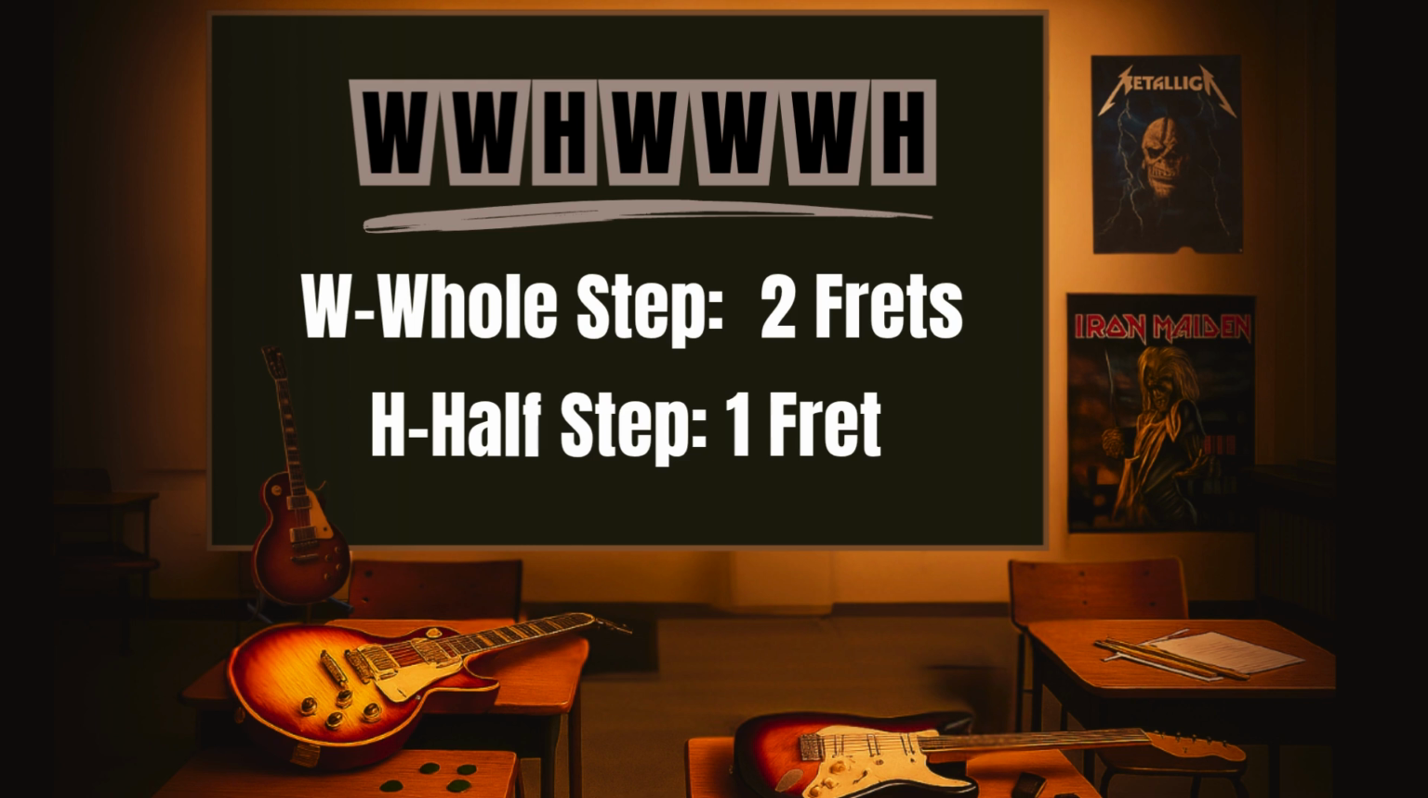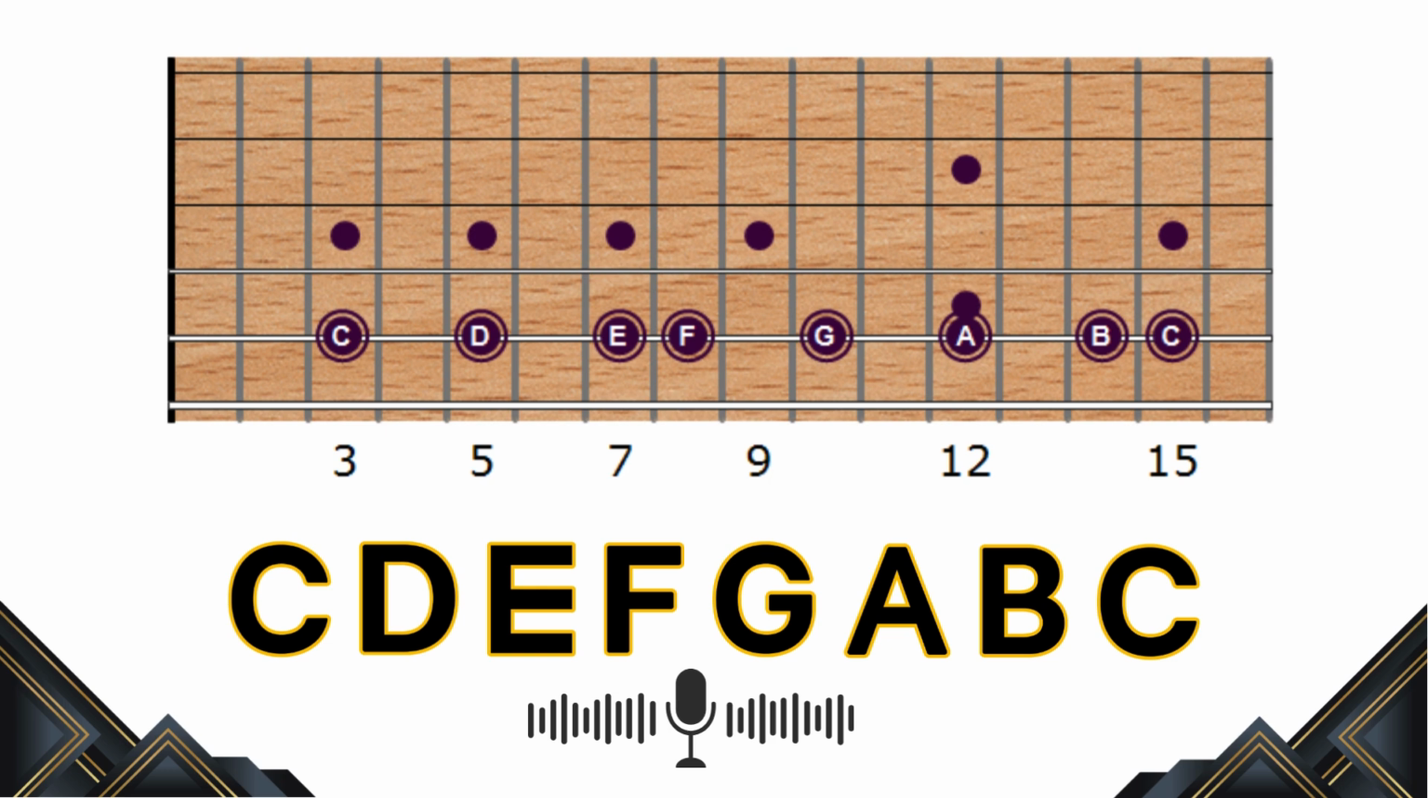For now, let's stay focused on the key of C major. This key is made up of all natural notes, no sharps and no flats. Here's what it looks like: C, D, E, F, G, A, B, C.